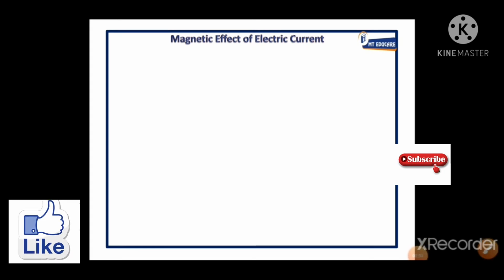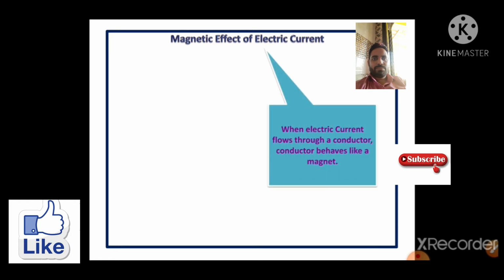Welcome back in 10th English medium, chapter number 4, Effect of Electric Current. We were continuing with this chapter, right? So today in this lecture we are going to study the different activities which are performed for the magnetic effect of electric current. So let's start now.